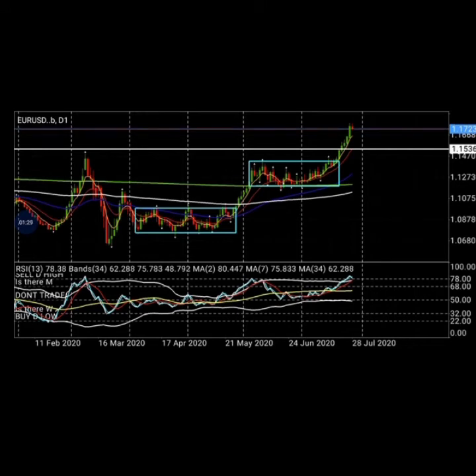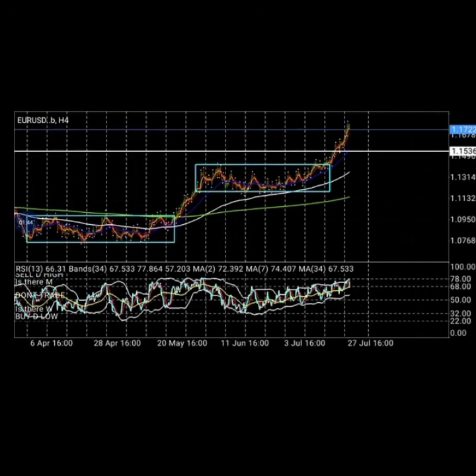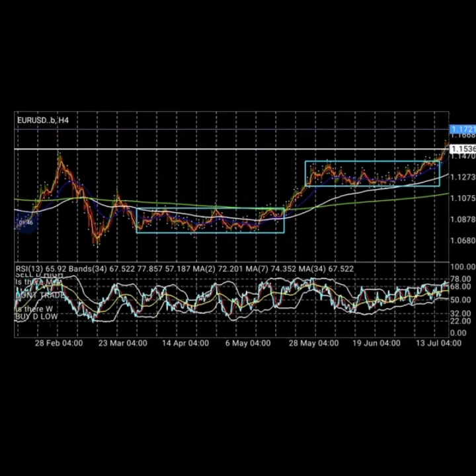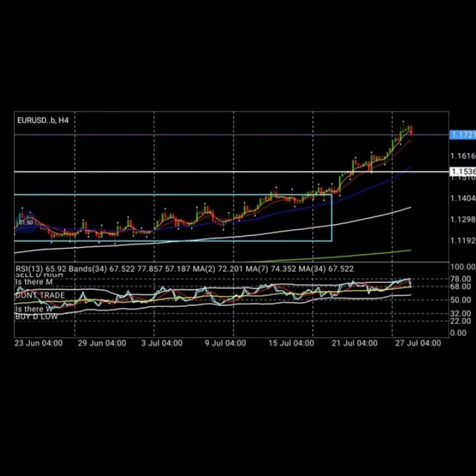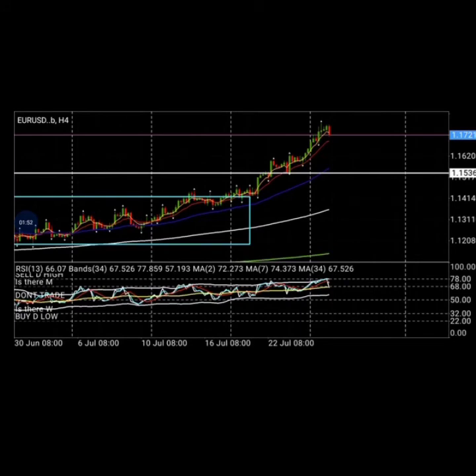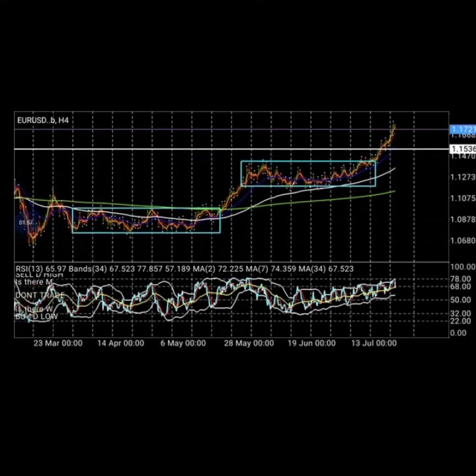Okay, so I believe those that have been trying to sell this pair have kind of been bled out, you understand? Okay, so the EURUSD also has been trending. Okay, let's look at the H4 charts. You could see the H4 chart broke above this 1.1536, retested it and continued upward.